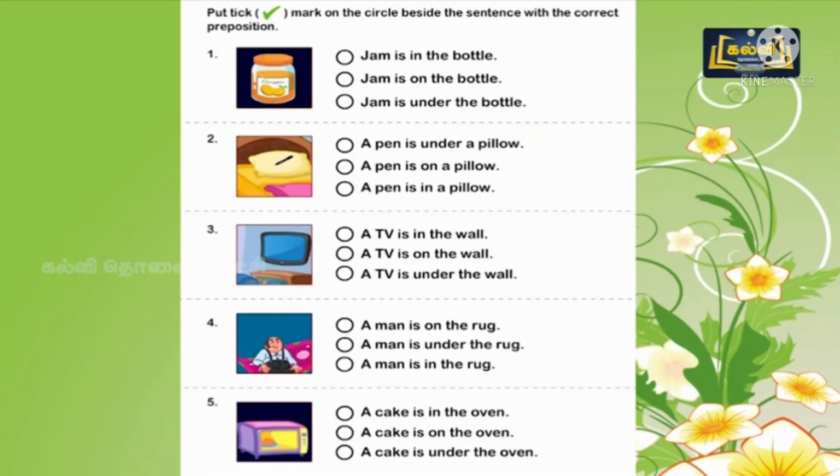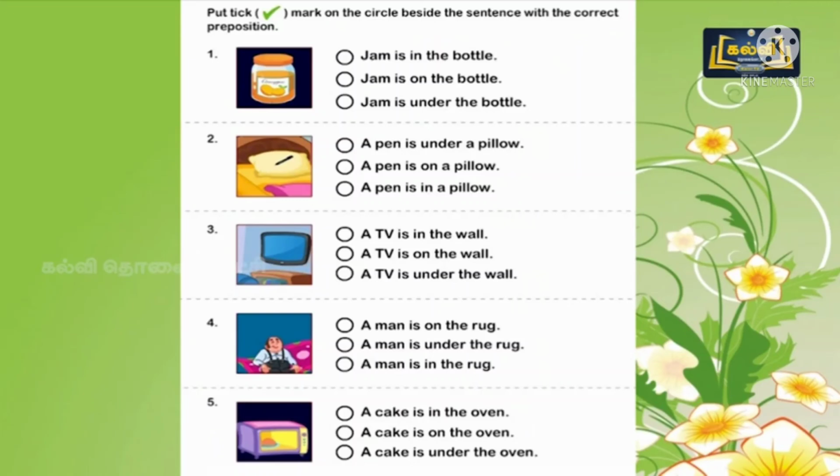Second question is, what can you see in the picture? A pen is there. Okay. A pen is under a pillow. Option B, a pen is on a pillow. Option C, a pen is in a pillow. You can easily find out the answer. Shall we go to the third one?